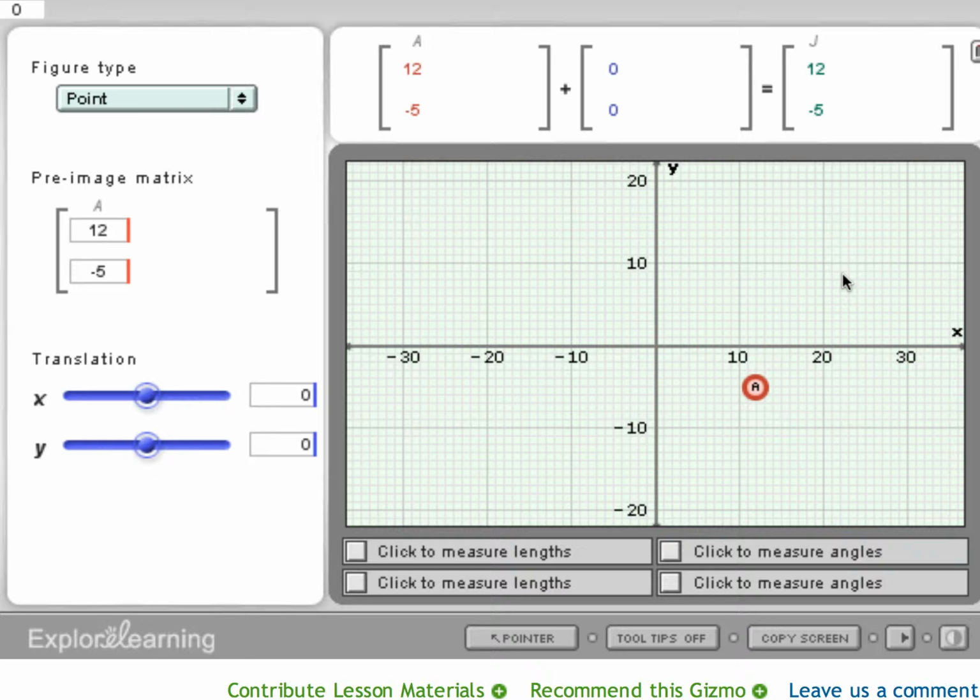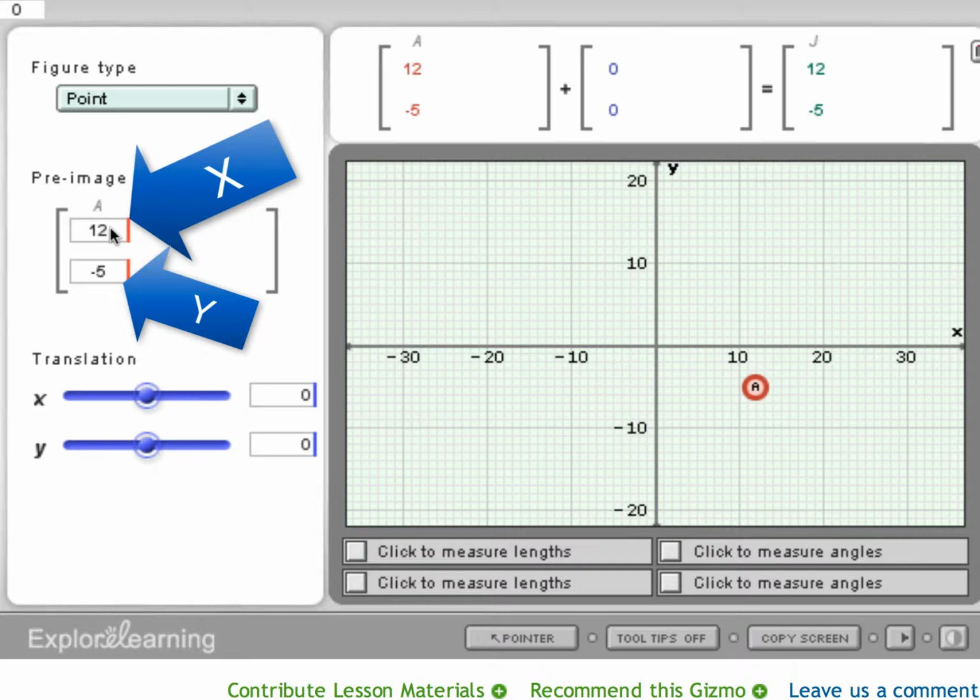So here's a visual representation of the target itself. Now the target is labeled as t, and we're going to be using the Explore Learning Gizmo translations. This gizmo doesn't allow us to change the label, but I want you to pretend that A on the grid actually represents t for the target. So what I've done is I've taken the coordinates 12 and -5, where the target is currently located, and put them into my pre-image matrix.